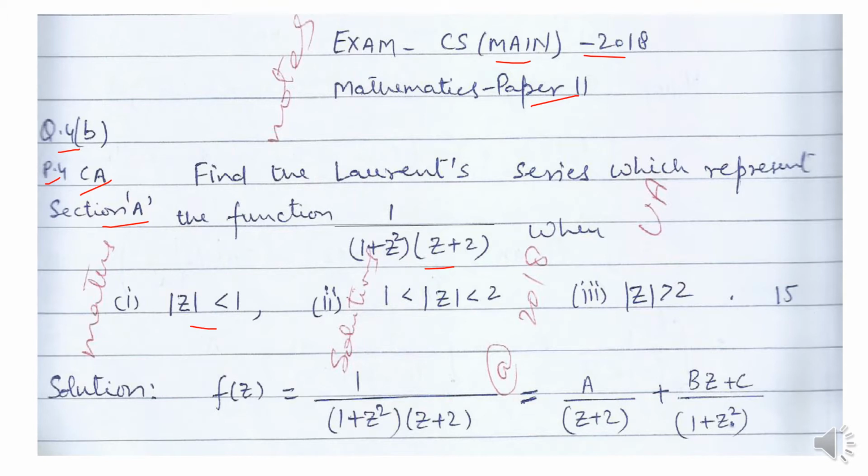are three conditions. First condition is mod z is less than 1. Second is 1 is less than mod z is less than 2, and third is mod z is greater than 2. This question is of 15 marks.